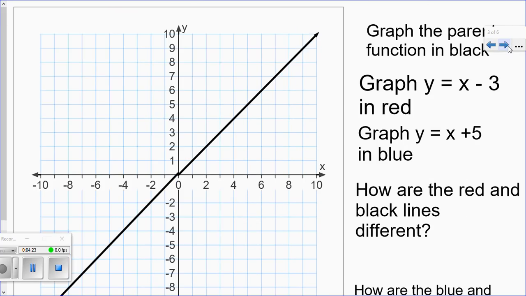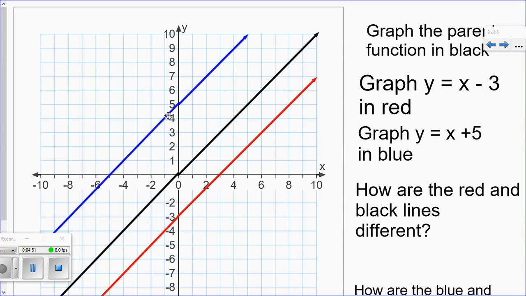Okay? And I know you're still working with the same graph, so you still have a pink line on yours. We're just going to keep working with it. So we already have the parent function graphed. It's in black. Now we're going to go ahead and graph y equals x minus 3, so it's got a slope of 1 and y-intercept is -3. So I start at -3, go up 1 over 1, so I can create this line. And we're going to graph y equals x plus 5. Same kind of slope, but a different y-intercept.